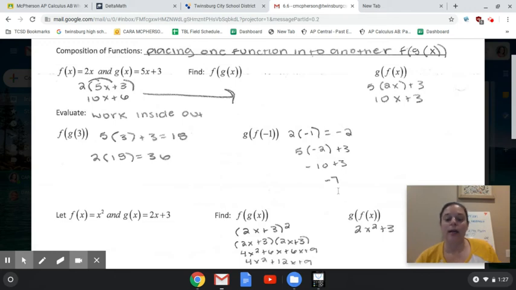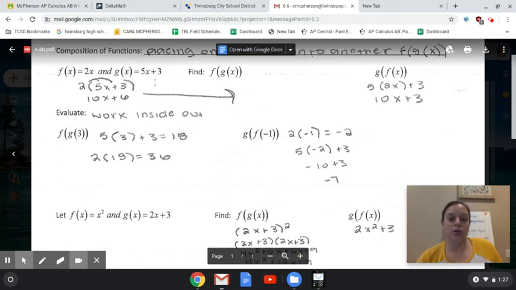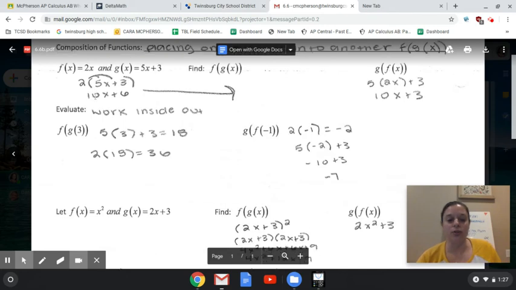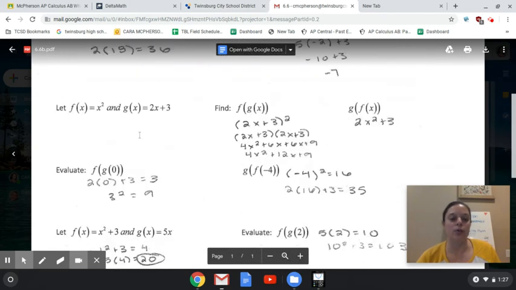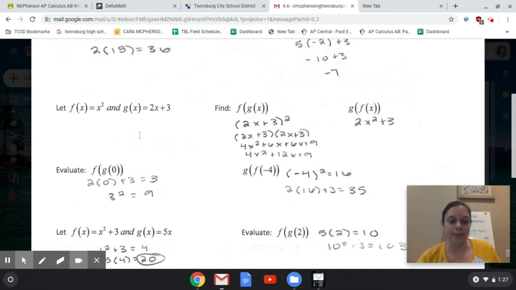Now on Delta Math, they only want the final answer. So you probably have a piece of scrap paper next to you where you're working it out, but the only thing you're putting in is the final answer. If you're composing functions in terms of x on Delta Math, they expect a simplified answer. So if you have to distribute something, do that before you type in your answer. And again, you can watch a video and look at some extra examples if that helps you.